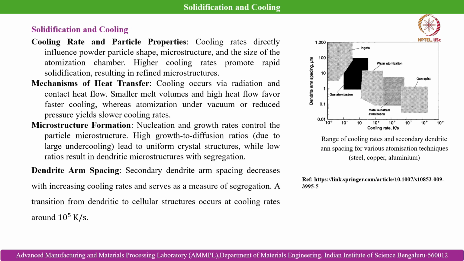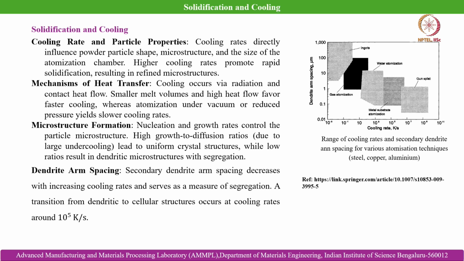So the cooling rate and powder particle properties. Cooling rates directly influence powder particle shape, microstructure and the size of the atomization chamber. Higher cooling rates promote rapid solidification, resulting in amorphous or refined microstructures in the generated powder particles. Now the mechanisms of heat transfer. Cooling occurs via radiation and contact heat flow. Smaller melt volumes and higher heat flow favor faster cooling, whereas atomization under vacuum or reduced pressure yields slower cooling rates.